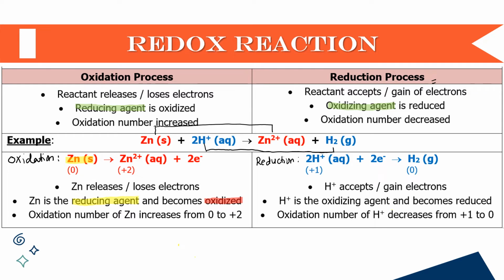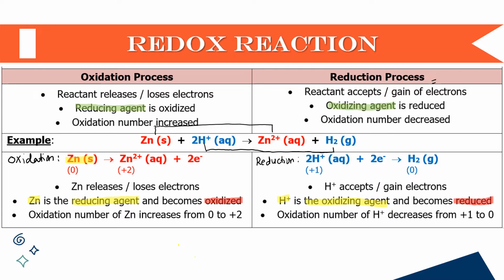So what happens when H+ accepts electrons? We call H+ the oxidizing agent. Here, zinc is the reducing agent. Over here, H+ is the oxidizing agent. Why is it an oxidizing agent? Because H+ itself will become reduced, will undergo reduction.